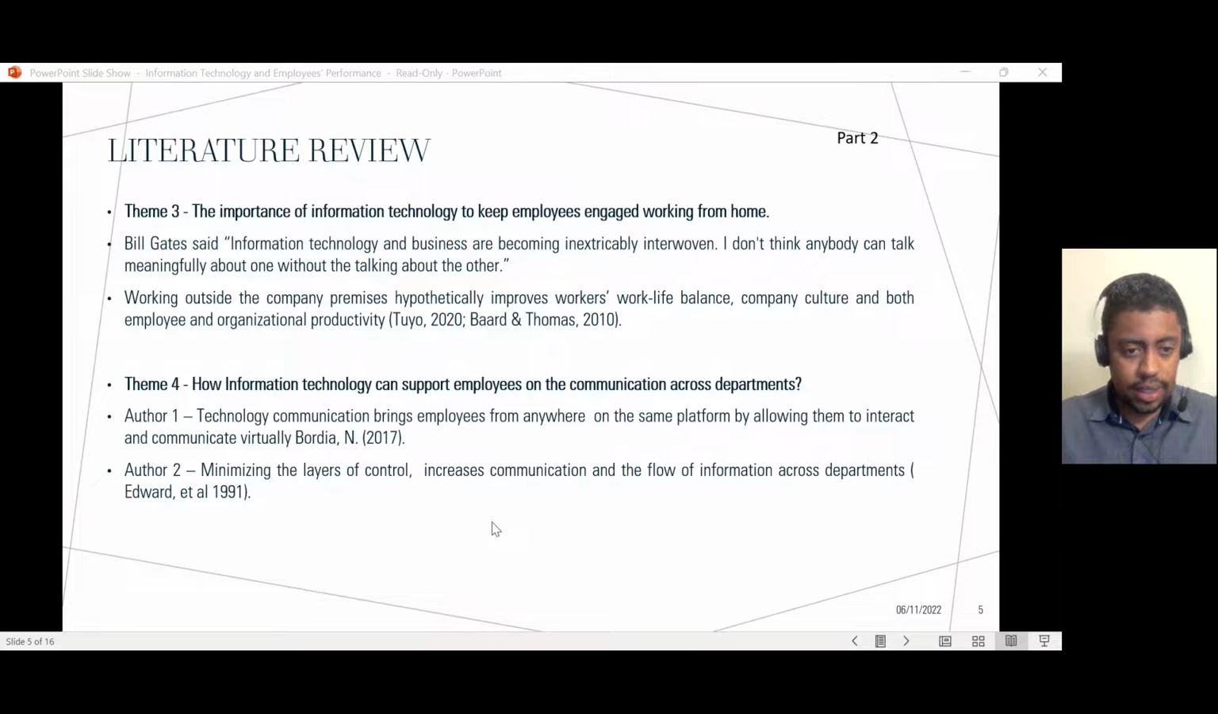The next one here, also, technology minimizes the layers of control and increases communication and the flow of information across departments. So yeah, technology is massive in communication across departments.